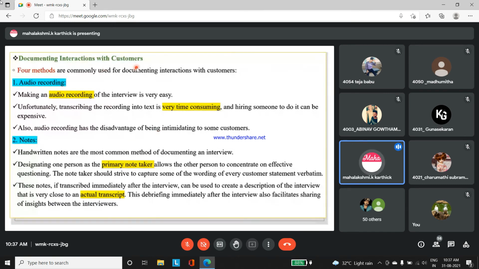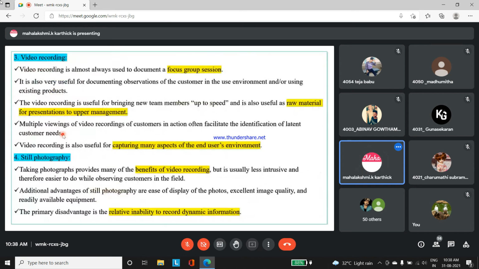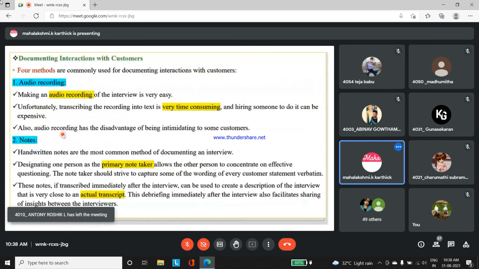And the last topic, documenting interactions with the customer. You being in a company, you can act as a team to understand the customer. So what are the things to be organized for documenting the interactions with the customer? Four methods are used, very simple: audio recording, notes, video recording, and still photographs. That's it. Very simple, documenting interactions. Documenting means filing up the conversation between the customer and the interviewers.